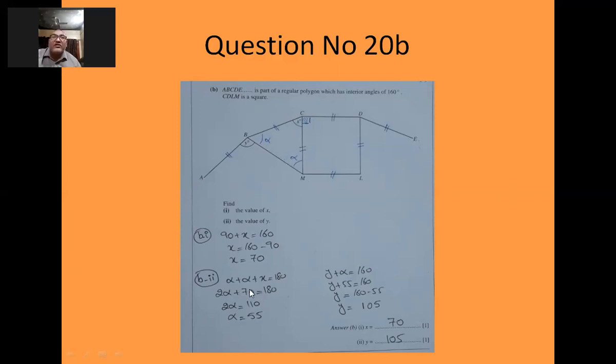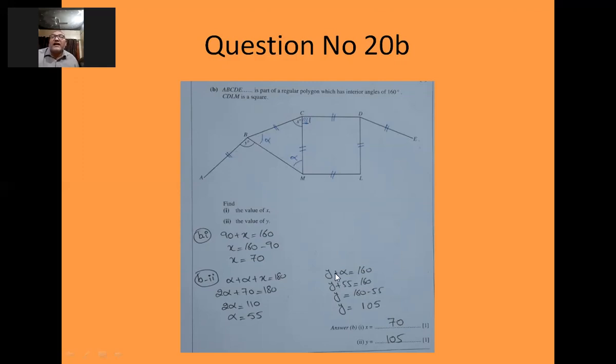The value of x is 70. So 2 alpha will be equal to 180 minus 70, that will be 110. So alpha will be 110 divided by 2, and that will be 55. Once you know this alpha angle, the sum of these two will be 160. It is the internal angle of the regular polygon, and it will be 160.